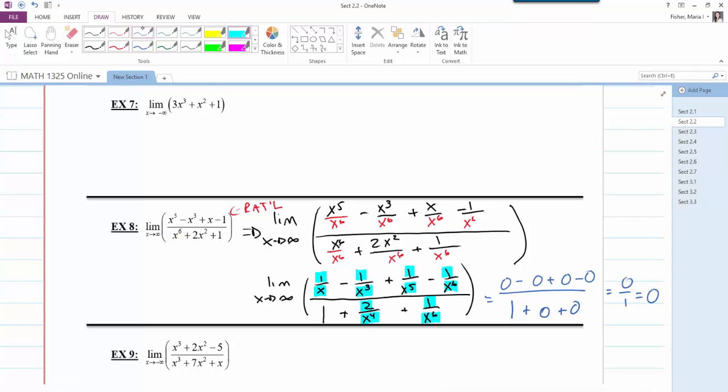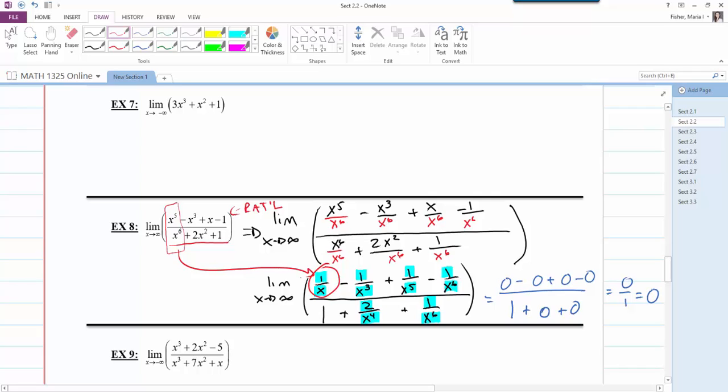We go back and we look at what's the given. This is my given rational function. I really only care about the highest term in the numerator and the highest term in the denominator. So I have really just x to the 5th over x to the 6th, right? Because the largest term in the numerator is x to the 5th, and the largest term in the denominator is x to the 6th. So that's going to reduce to 1 over x.